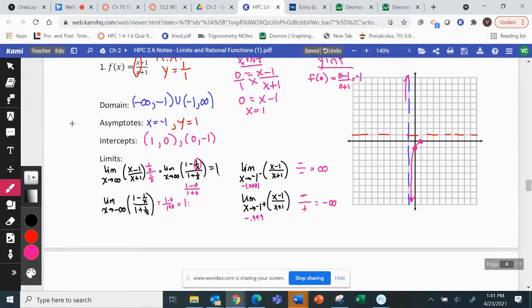So since it approaches negative infinity, I know it goes down, and then when it goes out to the end, it's approaching the horizontal asymptote. So I'll get closer and closer to that. And then in the other quadrant, I know it's going up, so it's got to be in this quadrant. And then it's got to approach the horizontal asymptote.